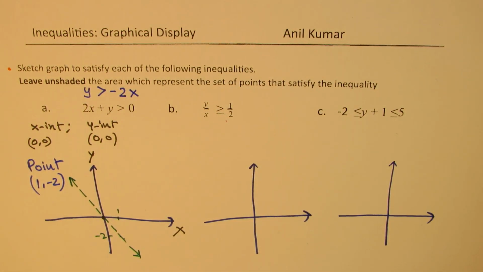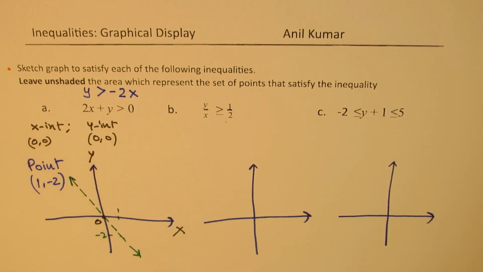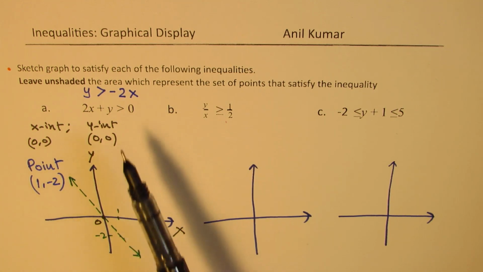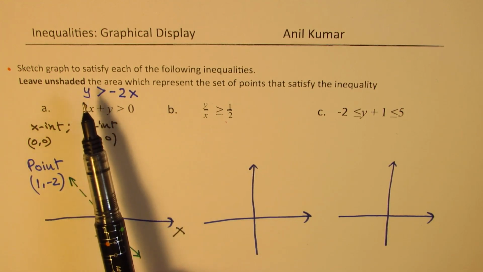Right? So one part we have done. That is, we have our line. Now, we have to decide which region to shade. The line is going through the origin, right? And we know that is not part of the solution. Which side to shade? That's very critical. So that makes this question very special. Okay. So what we have here is y is greater than minus 2x.